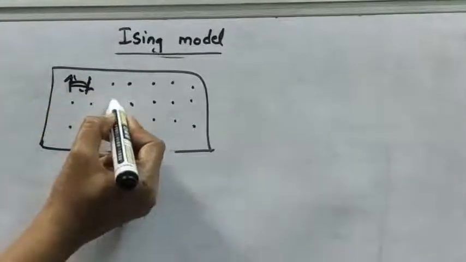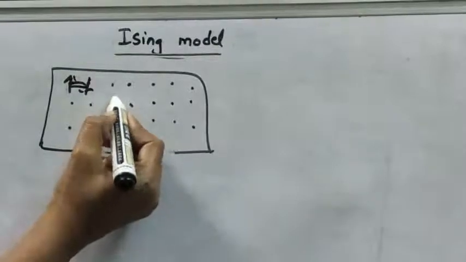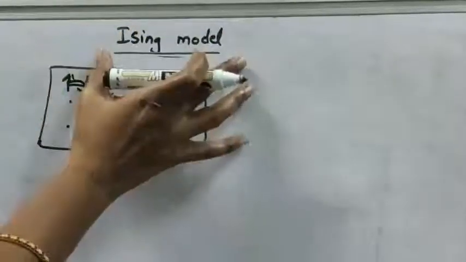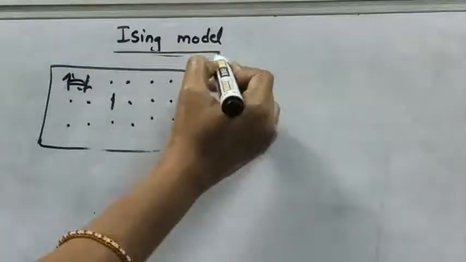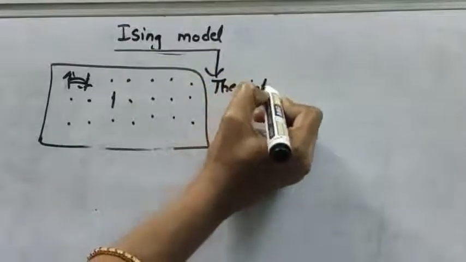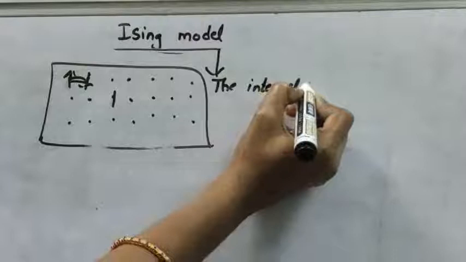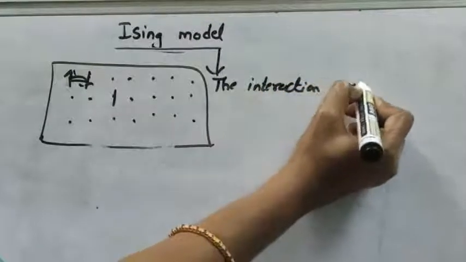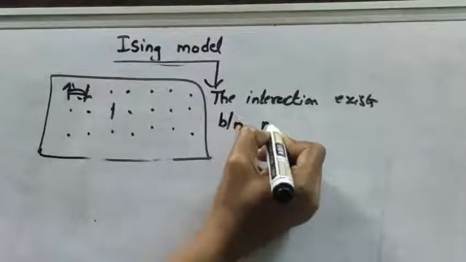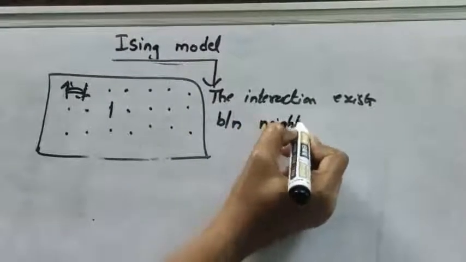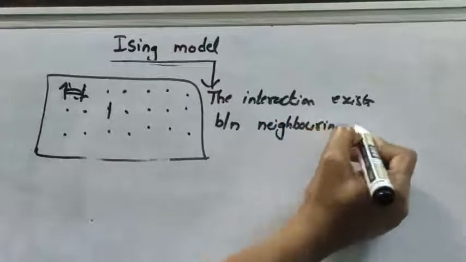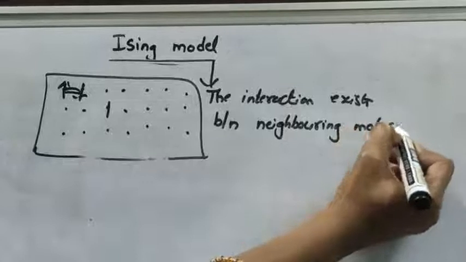For example, what is the neighbor for this particle? Maybe this or this, like that. So according to this model, the interaction exists between neighboring molecules only.